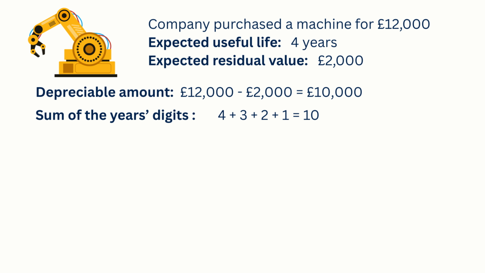When we use the sum of years digits method, the numbers 4, 3, 2, 1 simply represent the remaining useful life of the asset at the start of each year. We add those numbers together to create a total weighting base. This total of 10 becomes the denominator in all our depreciation fractions. Now we allocate the £10,000 using those fractions.